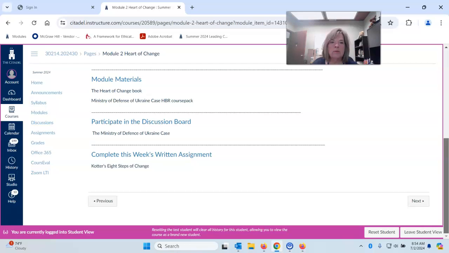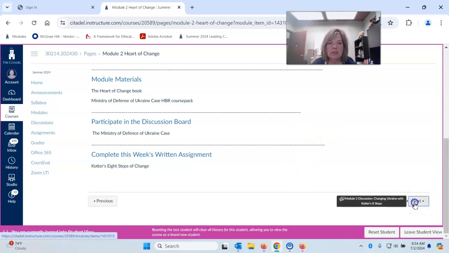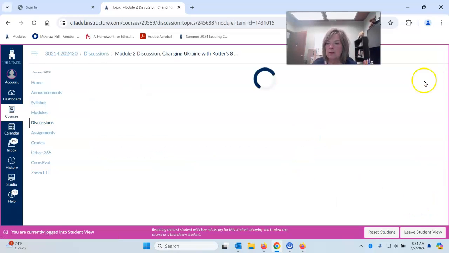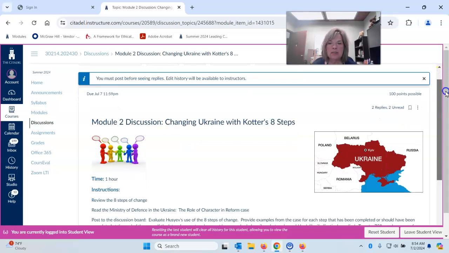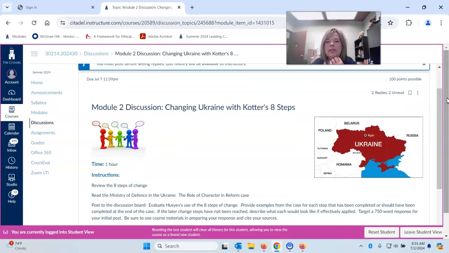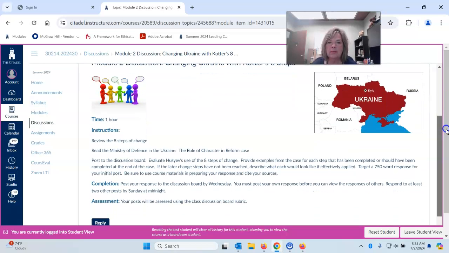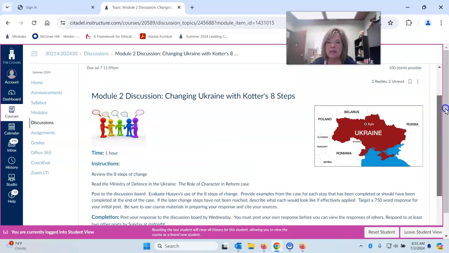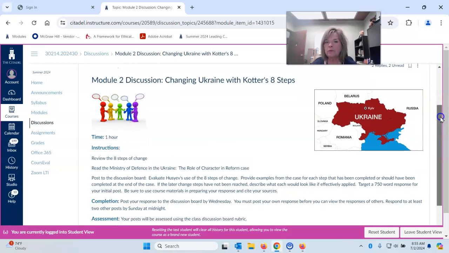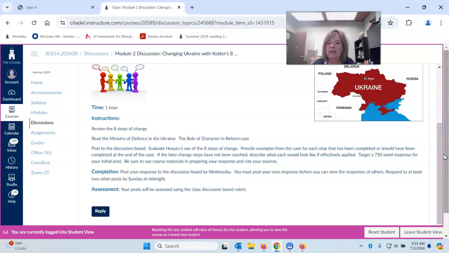So the materials: you're going to do first a discussion board. So here is our first case study, and actually it's a case study that was written before the war. But Changing Ukraine with Kotter's 8 steps. Okay, so this is a case study about Ukraine. So evaluate the leader's use of the 8 steps. So what did they do for each one of the steps, or what should it have looked like if they had used that step?